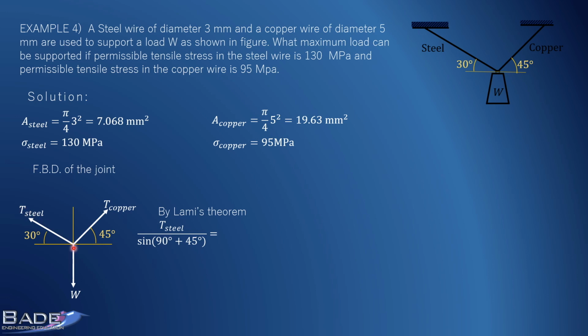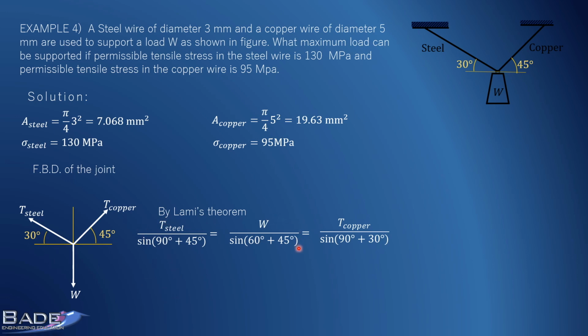So do these calculations with me. If required, pause the video. It's very important to have calculation practice also. So by Lami's theorem, tension in steel divided by sine of the opposite angle between the other two forces. So this angle, watch here on your screen, it is 90 plus 45. That is equal to load W divided by sine of the opposite angle between the other two forces. So it is 60 degrees here and 45 degrees here. So 60 plus 45. And tension in copper wire divided by sine of the opposite angle. It is 90 plus 30.